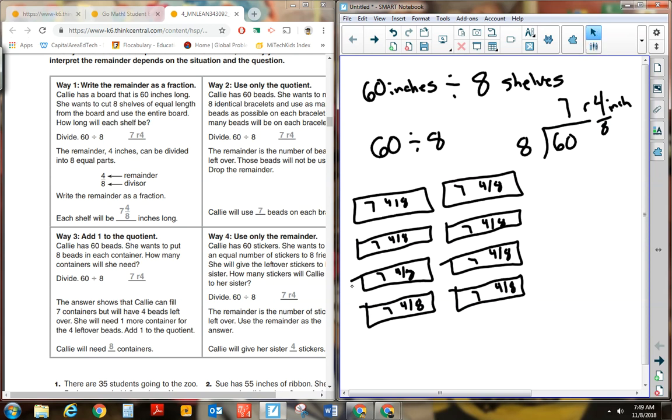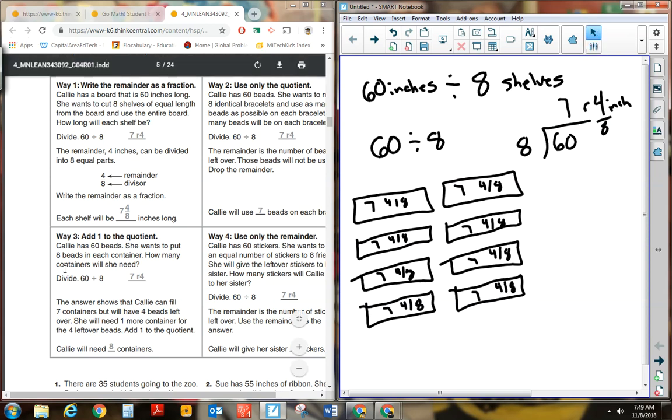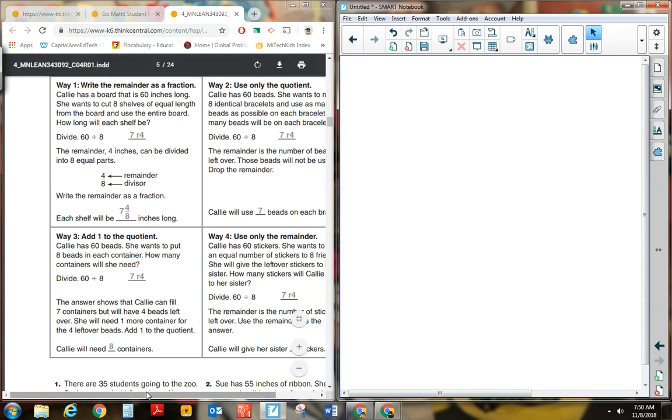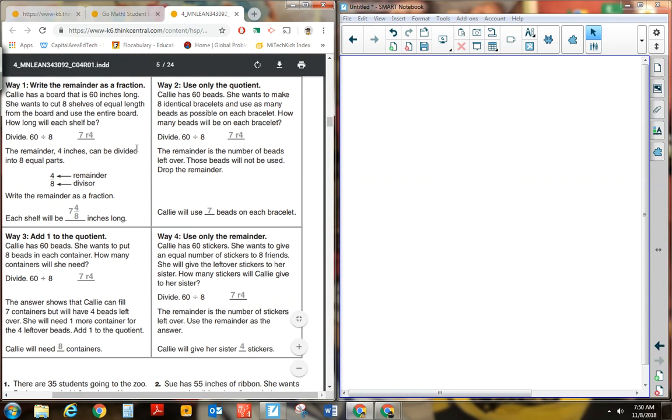You can see that here. And this is definitely going to be a challenge for us writing this fraction out, because we use the remainder and then we use this divisor to create that fraction. So the remainder in this problem is inches. So this will be tough for us, but I think that we can get there. The second way is to use only the quotient.